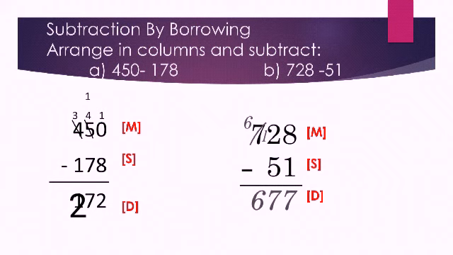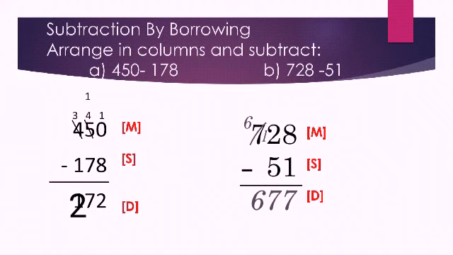In that case, what will we do? We will borrow 1 from 5. So when we borrow 1 from 5, 5 becomes 1 less. When we deduct 1 from 5, 5 will become 4. That is why we have struck out 5 and written 4 at the top.